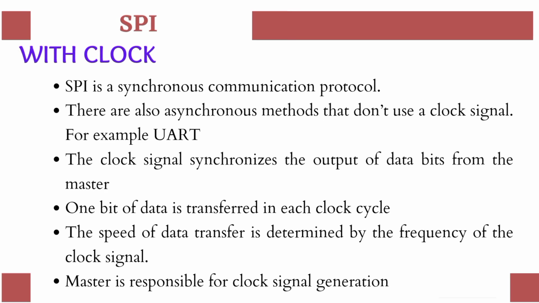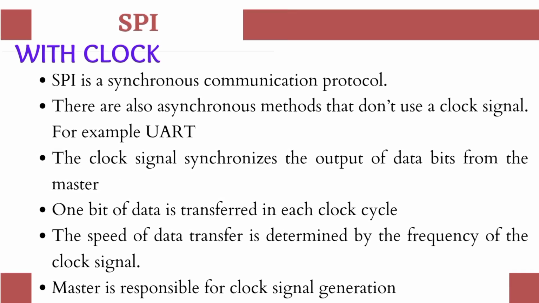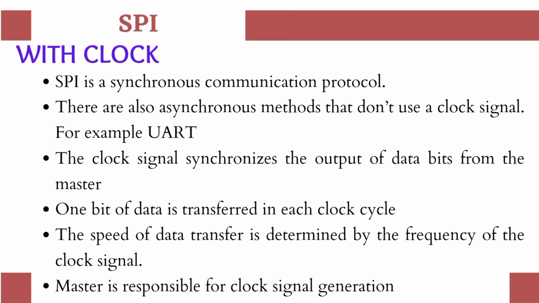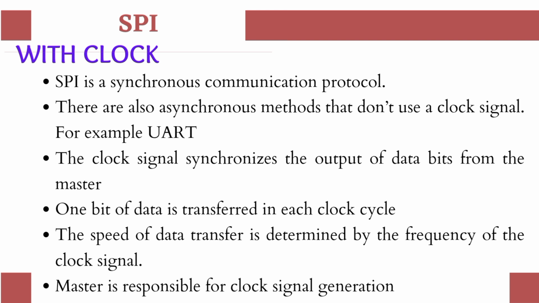Any communication protocol where devices share a clock signal is known as synchronous. SPI is a synchronous communication protocol. There are also asynchronous methods that don't use a clock signal. For example, in UART communication, both sides are set to a pre-configured baud rate that dictates the speed and timing of the data transmission. The clock signal synchronizes the output of data bits from the master to the sampling of bits by the slave. One bit of data is transferred in each clock cycle, so the speed of data transfer is determined by the frequency of the clock signal.